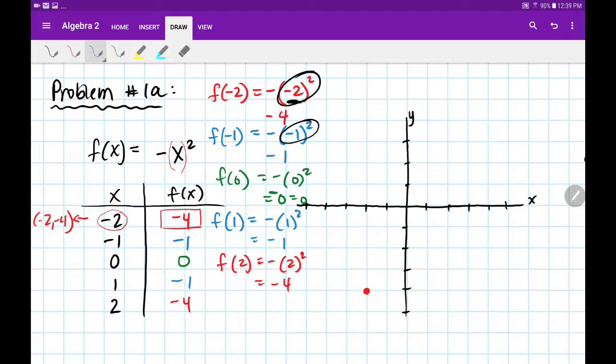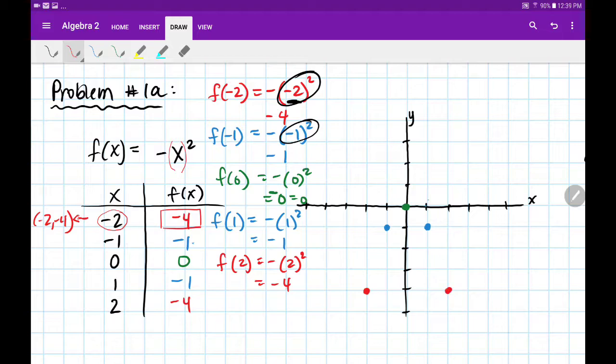Next, I'm going to the point -1, -1. That's right here. And then 0, 0. 1, -1. So go +1 on the x-axis and then down 1 on the y. And then finally, we have +2, -4.